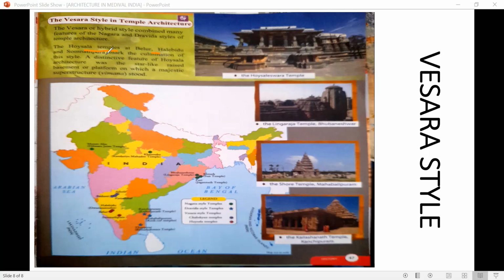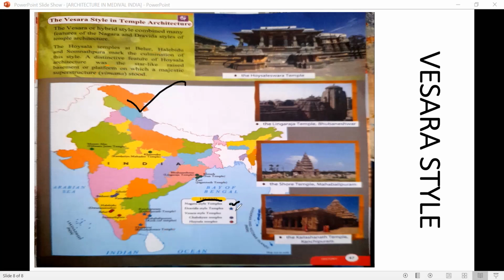Let me just take out the map over here. In front of us, there's a map of India, and here we can see a lot of temples. I'm using a dark color to show you the things mentioned here. This is the map of India, right? Here we have different legends. The black symbol is for the Nagara style temples.